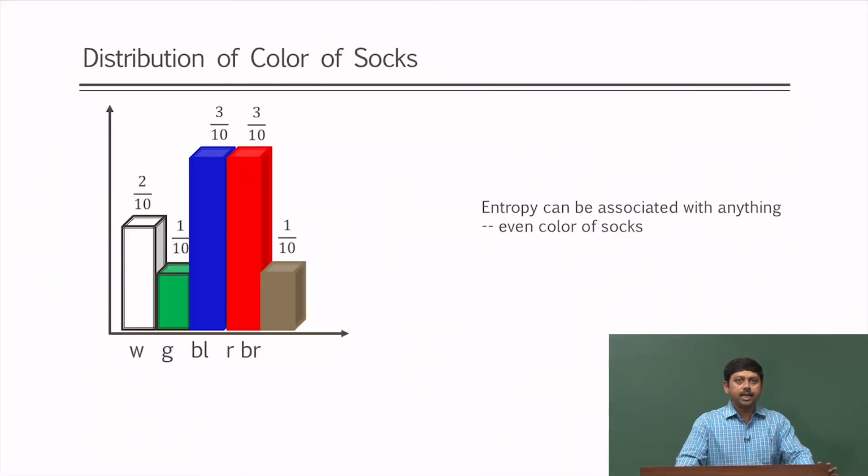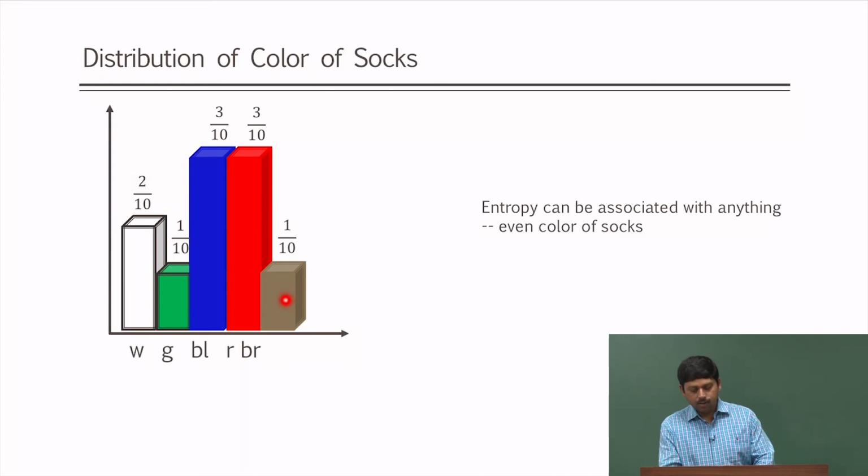So, for example, entropy can be applied not only to atoms and molecules with energy, it can be applied to anything. For example, we can talk about the probabilities of students wearing socks. Let us say that out of 100 students, 20 wear white socks on a given day, 10 wear green socks, 30 wear blue, 30 wear red, and 10 wear brown socks. So the probabilities of wearing socks of different colors are 2 by 10, 1 by 10, 3 by 10, and things like that.